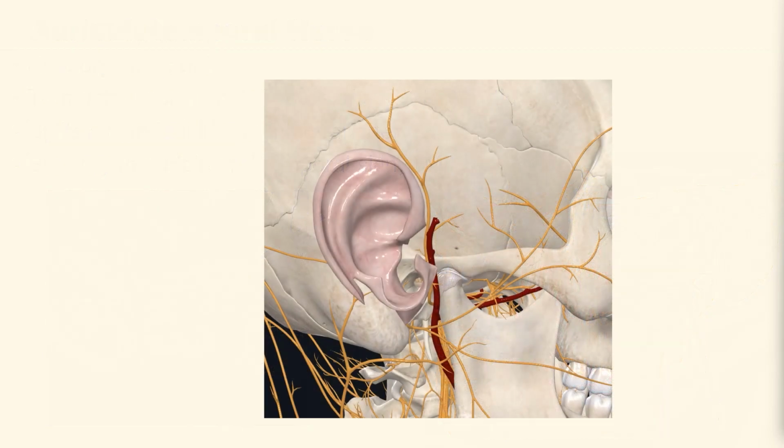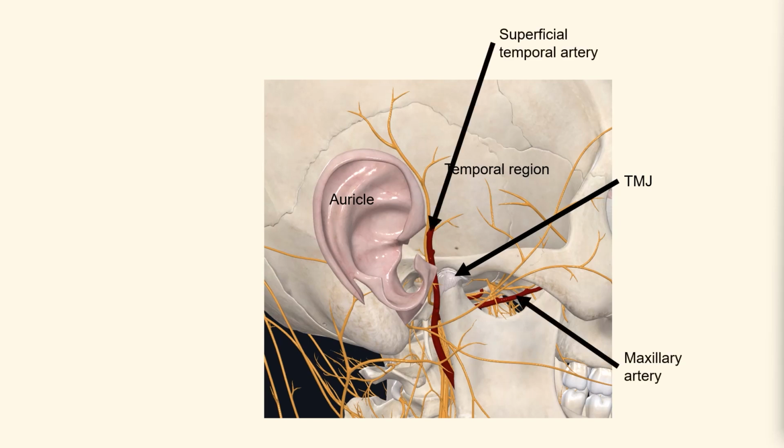This image gives you a more comprehensive view of the journey of the auriculotemporal nerve. Here I have highlighted a couple of the regions that we have looked at. Here is the temporal region and the auricle of the ear. And this is the TMJ. We can also see the superficial temporal artery and the maxillary artery and the auriculotemporal nerve emerging just after the maxillary artery and travelling superiorly with the temporal artery.